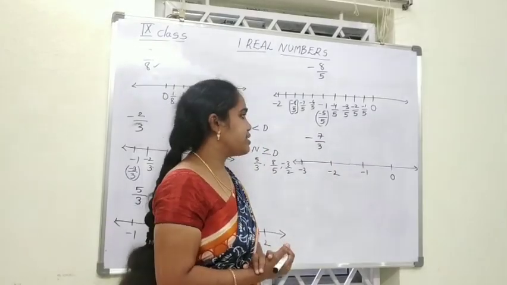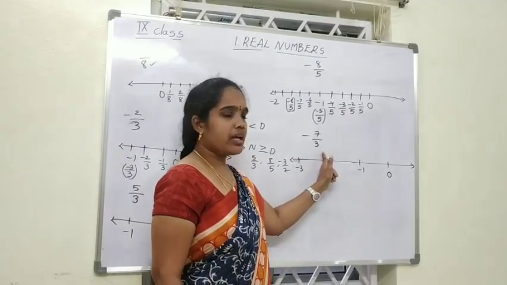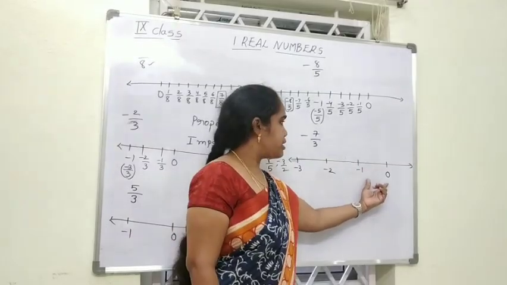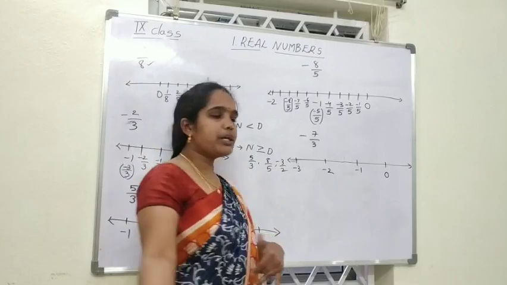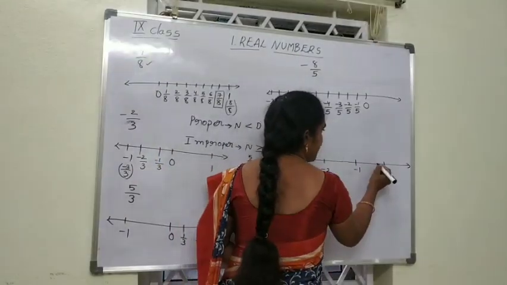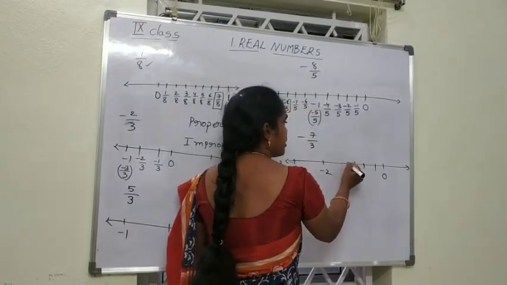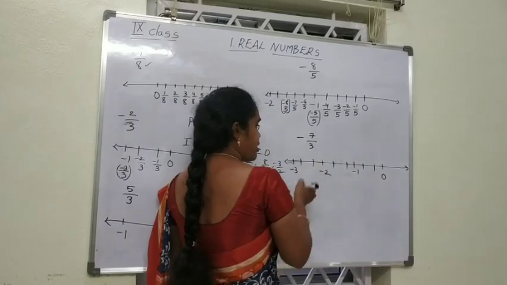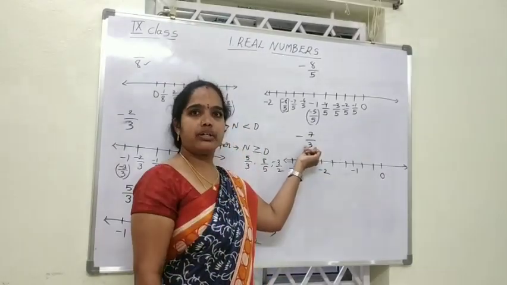So, where is minus 7 by 3? First, what do we have to do? See the denominator 3. So, the denominator is 3. That means 1 unit we have to divide into 3 parts. From 0 to minus 1, 1 unit. How many parts do we have to take? 3 parts. 1, 2, 3. Again, next unit, 3 parts. 1, 2, 3. Again, next unit, 3 parts. Every unit we have to divide into 3 parts. That is the denominator. Understood?